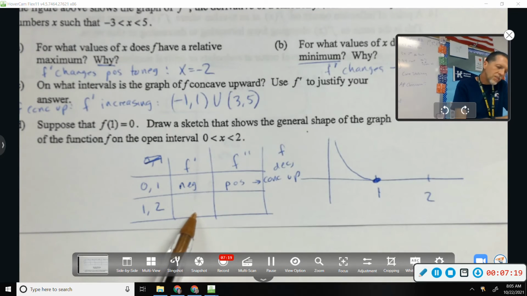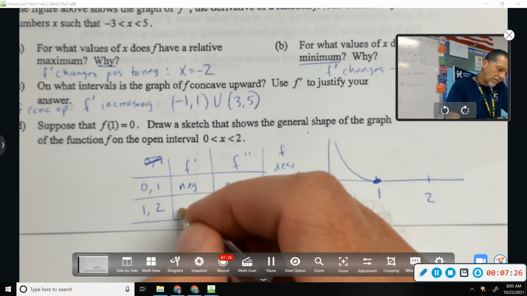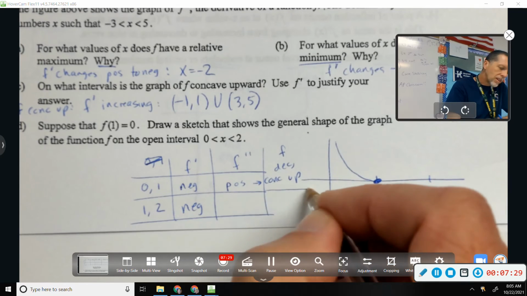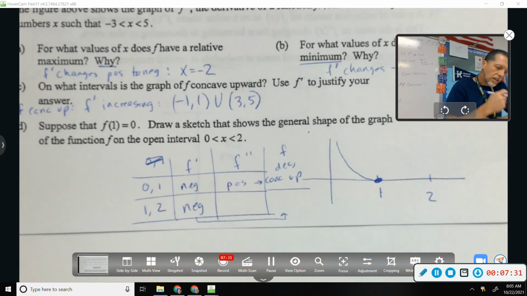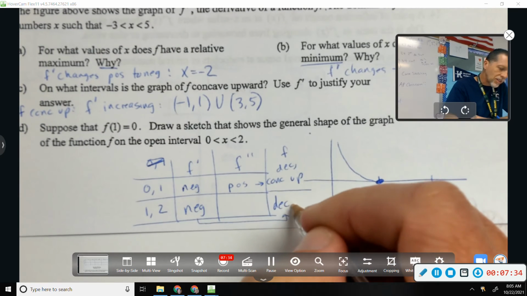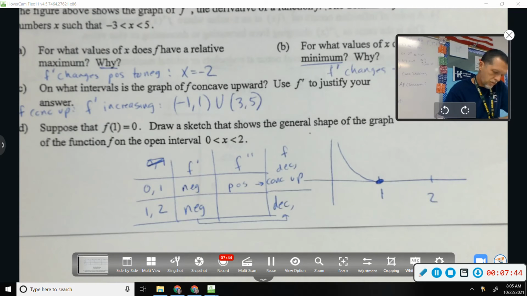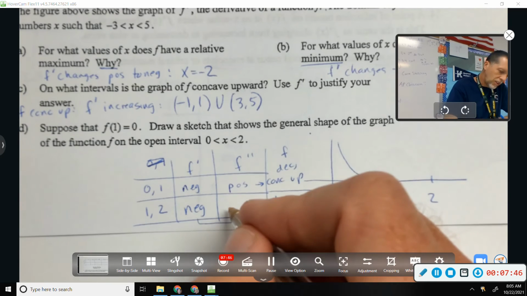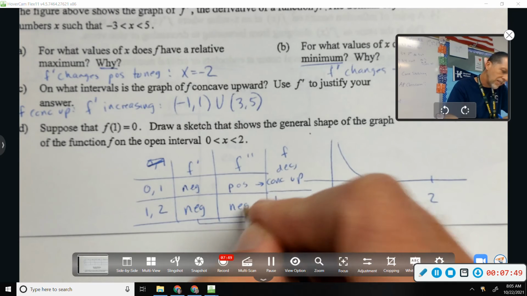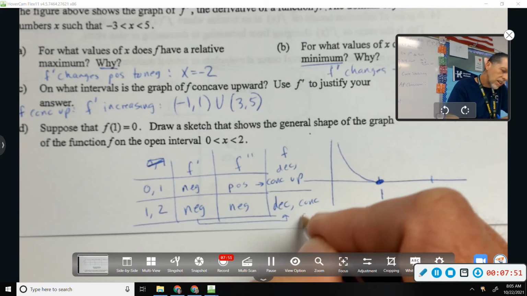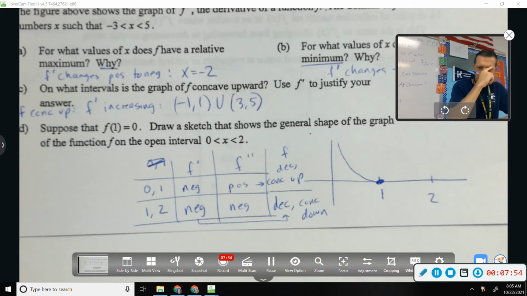All right, between 1 and 2, what's f prime? Positive or negative? Negative. What does that mean about f? Decreasing, so I need to stay decreasing. What about f double prime from 1 to 2? See, f prime is decreasing, so f double prime is negative. So concave down.